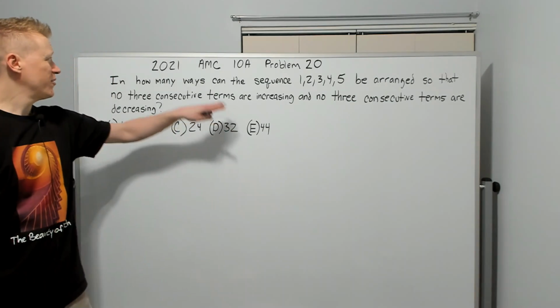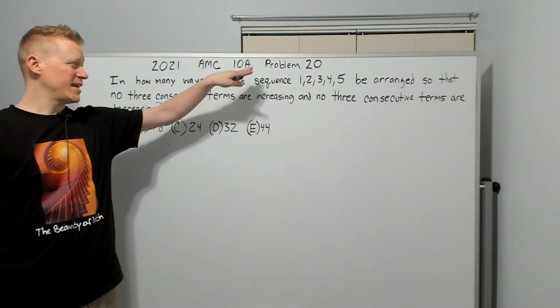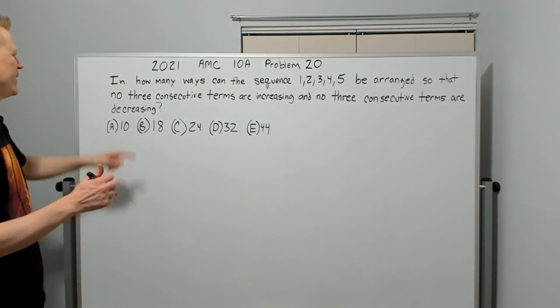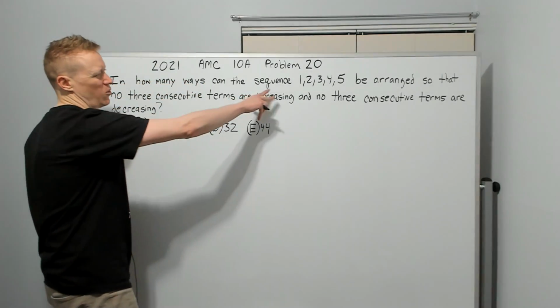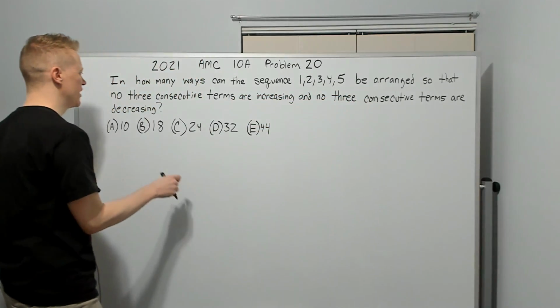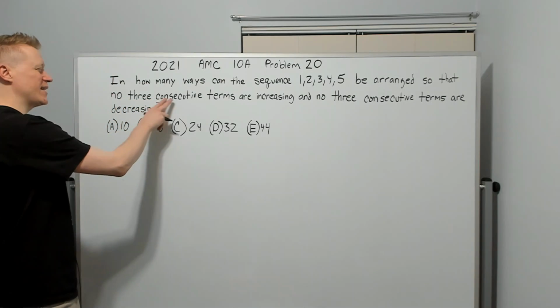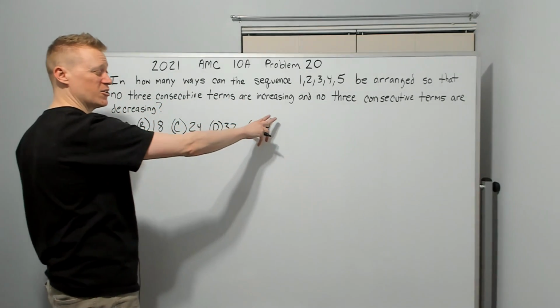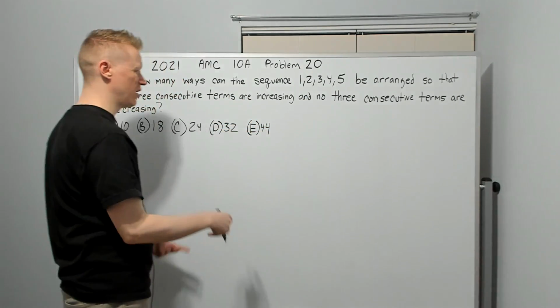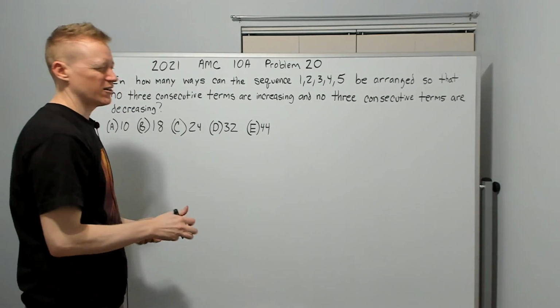All right, and now for the 2021 AMC 10A problem number 20. In how many ways can the sequence 1 to 5 be arranged so that no 3 consecutive terms are increasing and no 3 are decreasing? Okay, so what are they talking about?